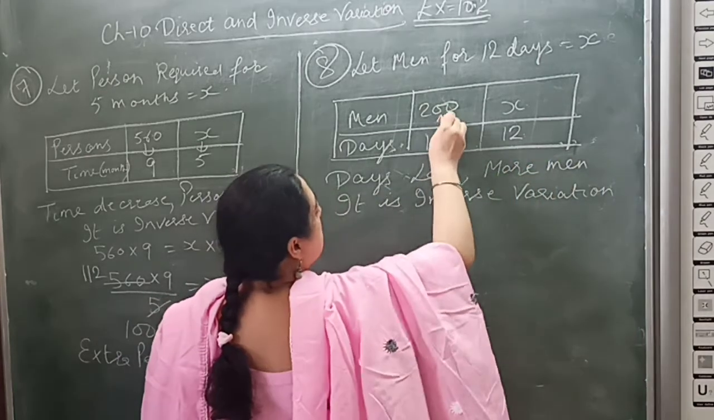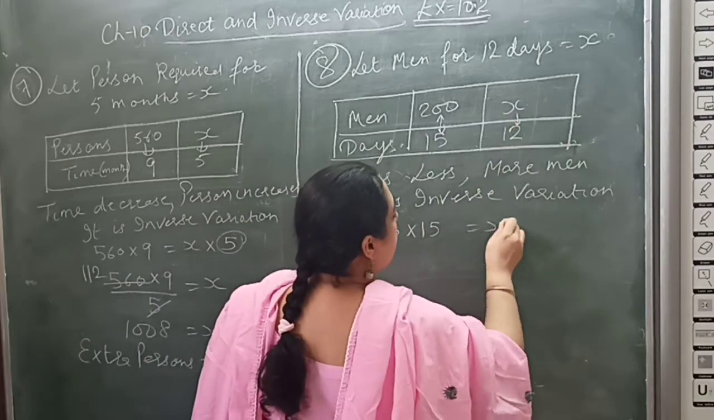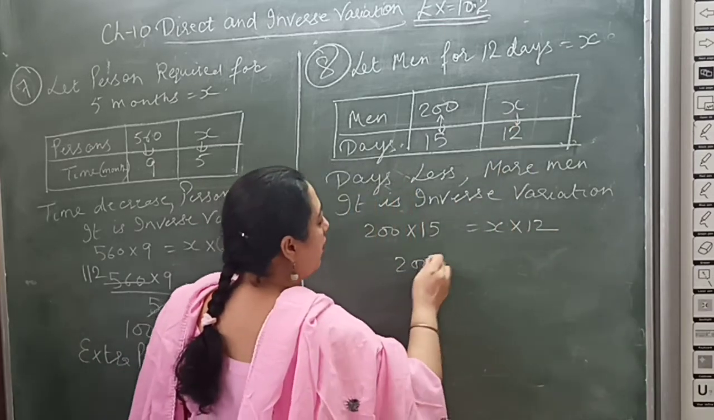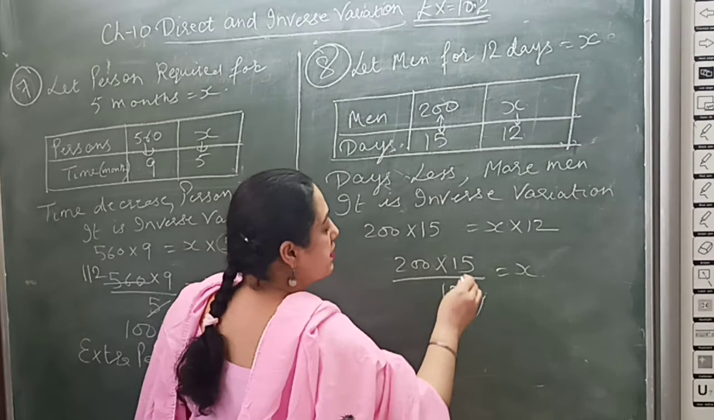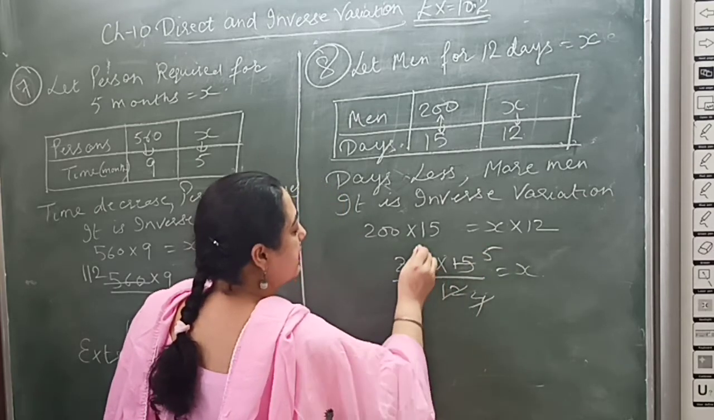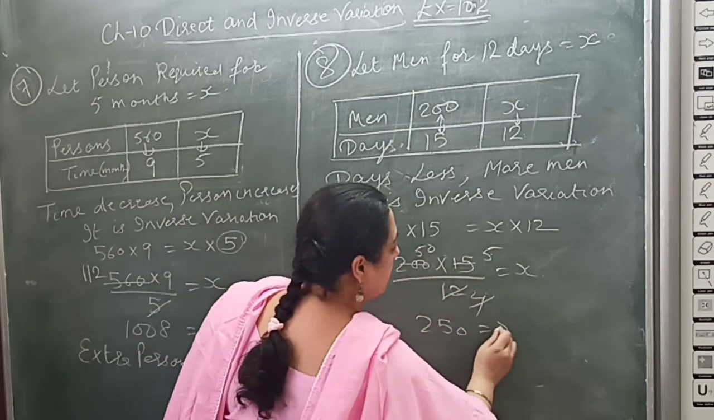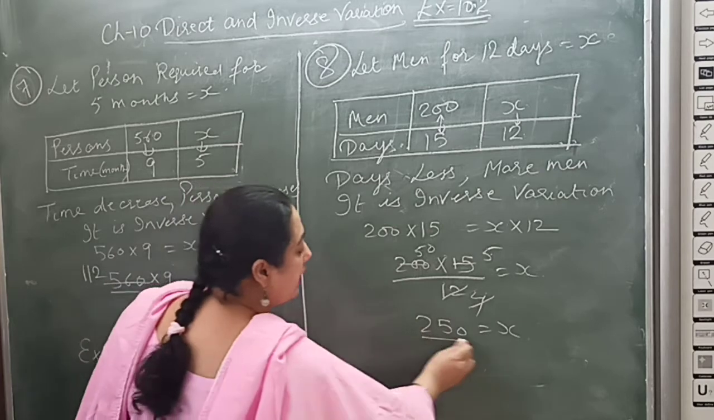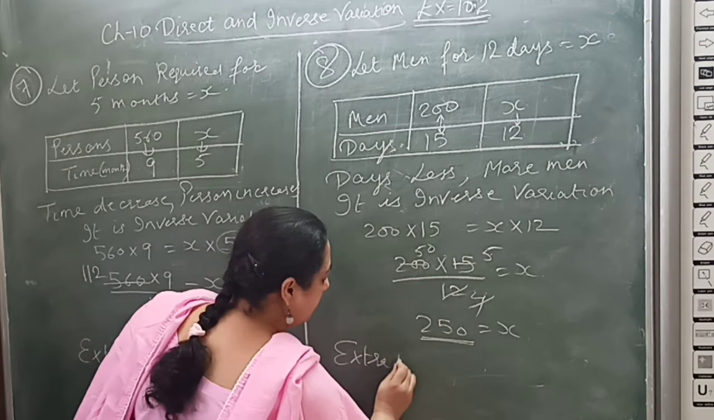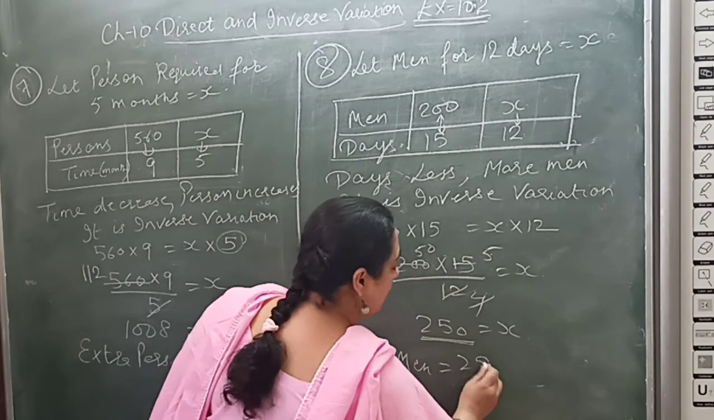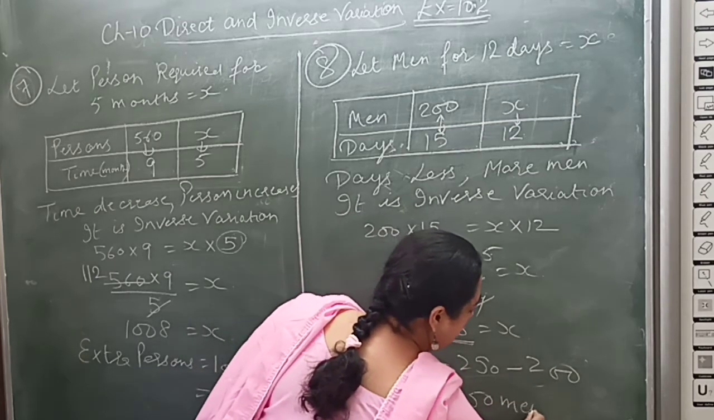Now again in inverse variation, I multiply 200 into 15 and then x into 12. 200 into 15 divided by 12. 3 fours are 12 and 3 fives are 15. And this is 4 fives are 20. 15 into 5, this is 250. It means we have to find out the extra men. I already have 200 men now. So extra men, it is 250 minus 200. That is 50 extra men are there.